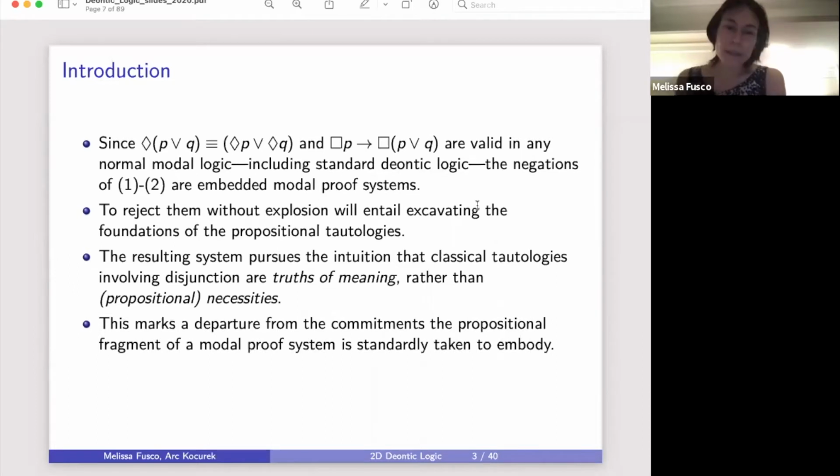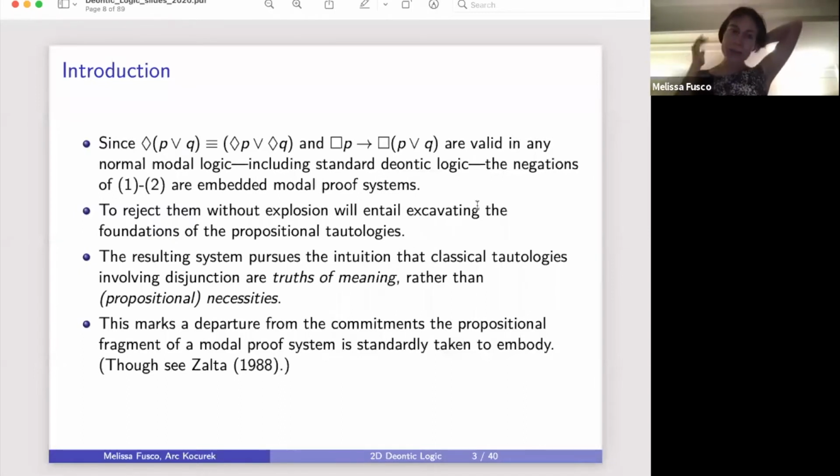So of course, that's a departure, to say the least, from commitments that the propositional fragment of a modal proof system is standardly taken to embody. Though I do think that in the heyday of some of the excitement about Kaplan's two-dimensionalism, for example, there were precedents for this that were explored conceptually, although not in the way that I do it. For example, this paper by Zalta in 1988.